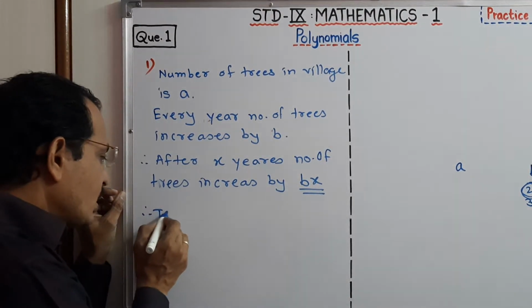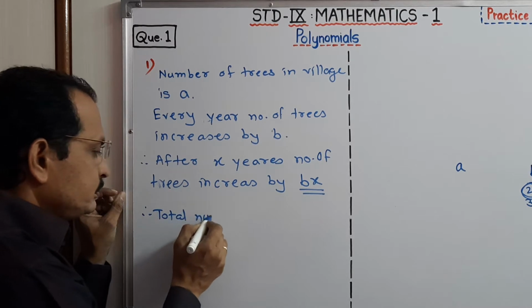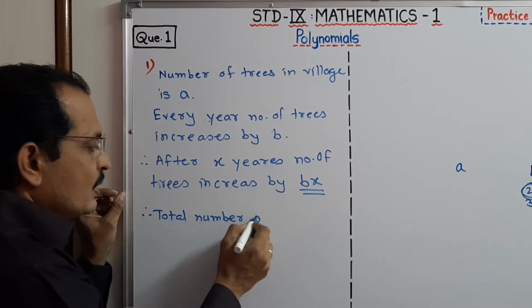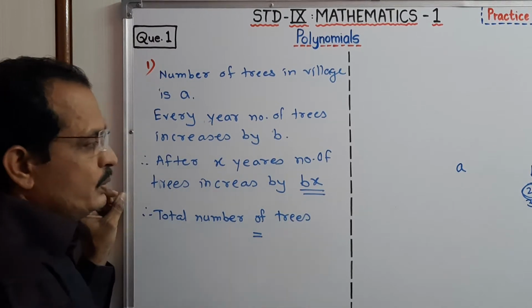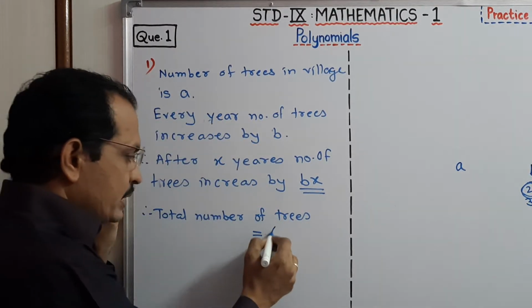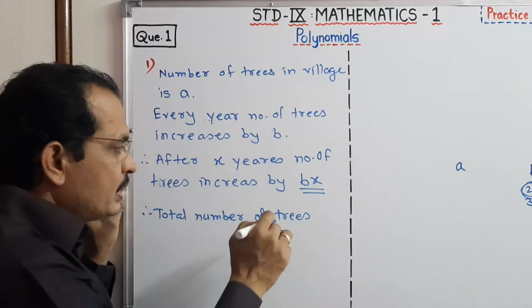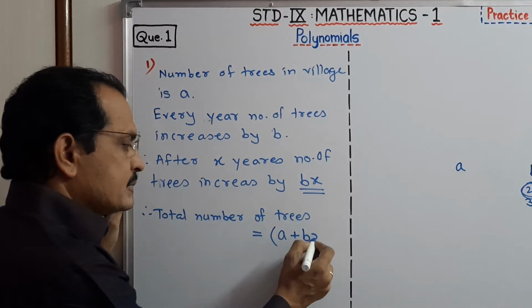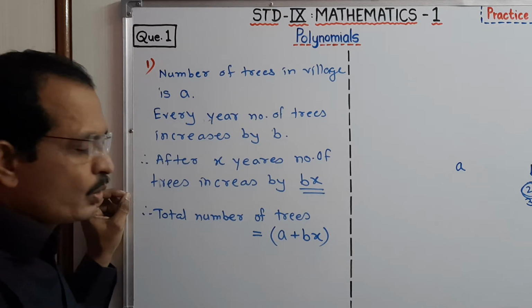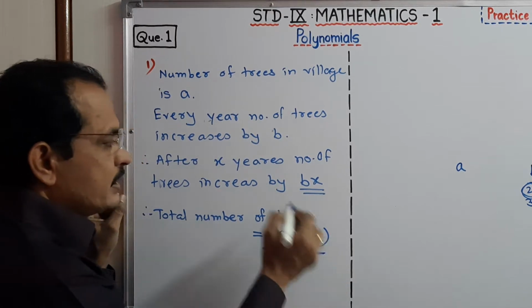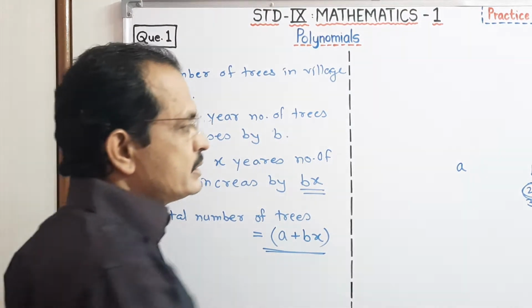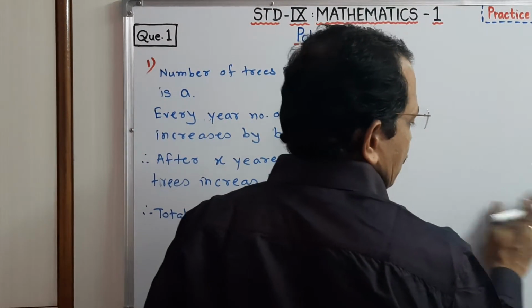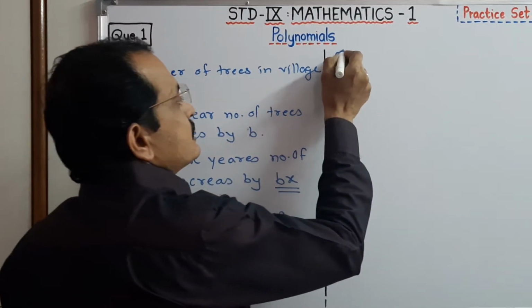Therefore, the total number of trees is equal to the original trees, that is a, plus this bx. Therefore, the total number of trees after x years will be a plus bx. This is an important one. Now see the second one.